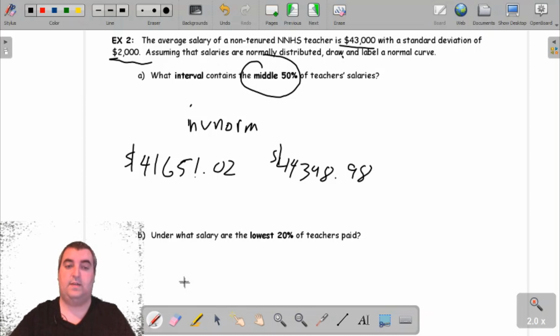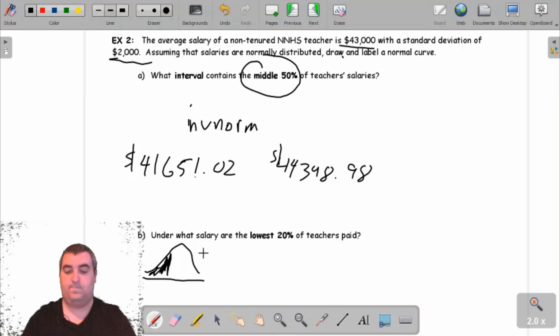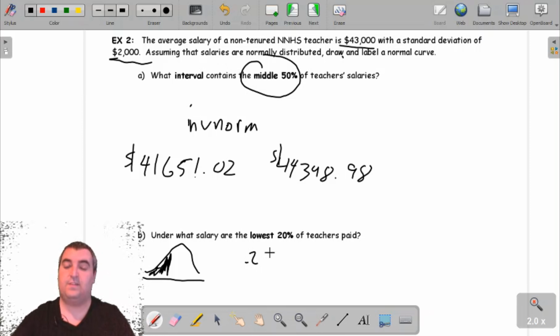So yeah, and then the last one, under what salary are the lowest 20%? So just real quick, a quick drawing. I want the lowest 20%, so that would be this area down here. So, just like before, inverse norm. This time I want the lowest 20, so I'm going to choose 0.2 because I want the left side 20%. Mu is 43,000, sigma is 2,000, but now I want the left tail, because this is the left side. So if you're not sure whether it's left, center, or right, draw the curve. You'll see it, and you want lowest, so that's this side, and that's the left side.